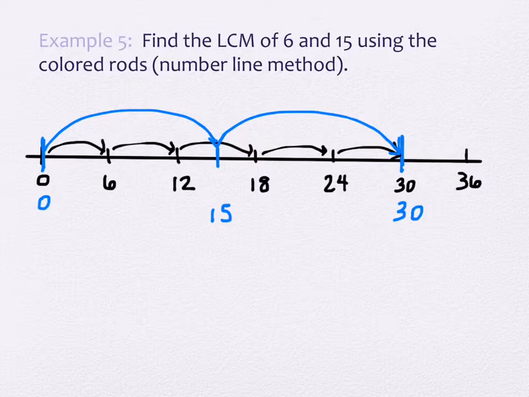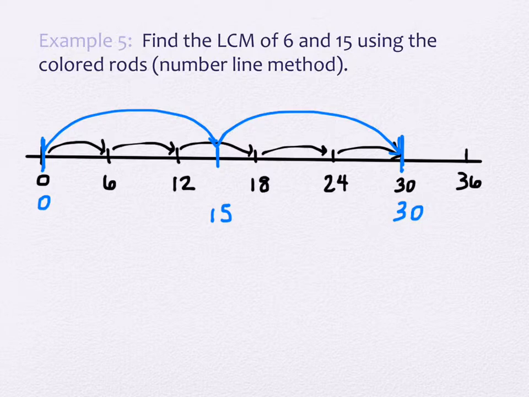So the whole idea is that at some point we land on the same number in our jumps. You know, one person's jumping 6 whatevers, the other person's jumping 15 whatevers. Where do they first end at the same location? Okay, so this is one picture of this.